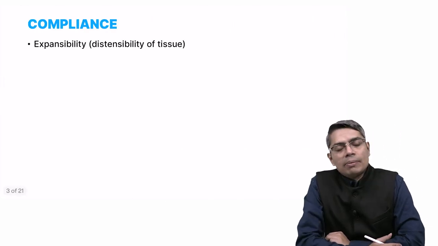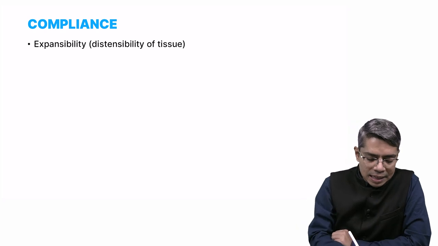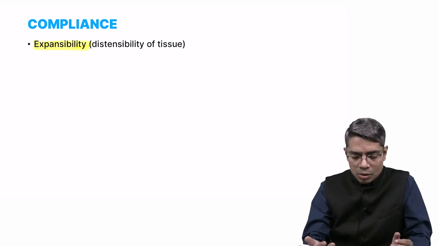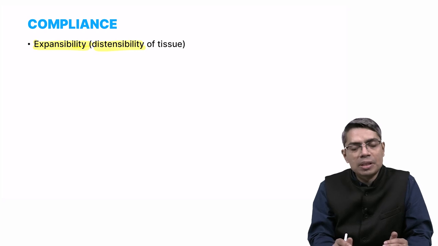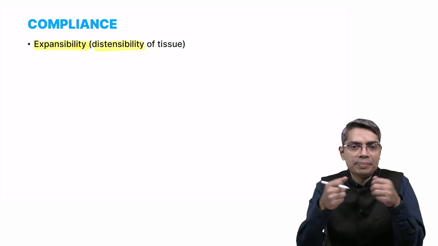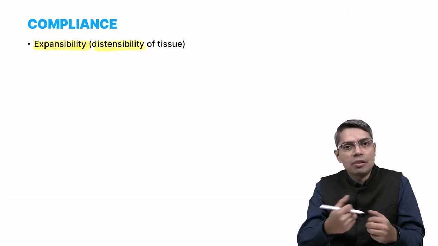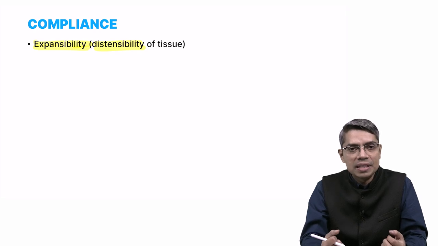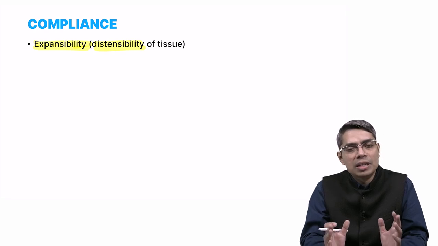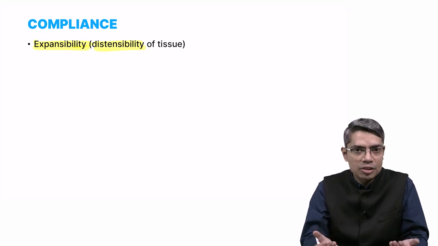So whenever I say what do you mean by compliance, what are you thinking? Compliance means the expansibility of the structure, or we can say stretchability of the structure, or distensibility of the structure or the tissue. If the structure is easily stretchable, if the structure is loose, then that is a highly compliant structure. And if the structure is not easily stretchable, if it is hard, rigid, stiff, then the compliance of that structure or tissue is low. So compliance is equal to stretchability or expansibility of the structure, right?